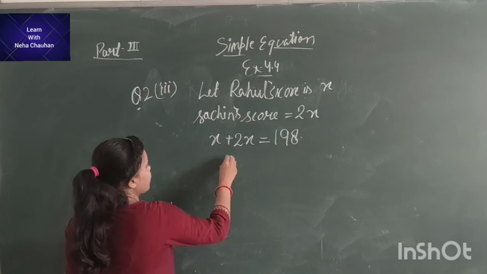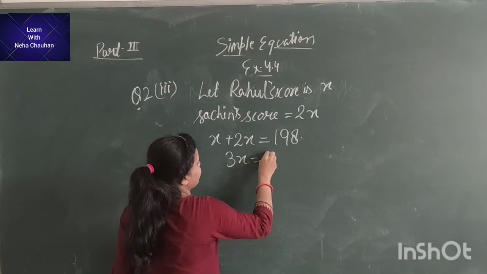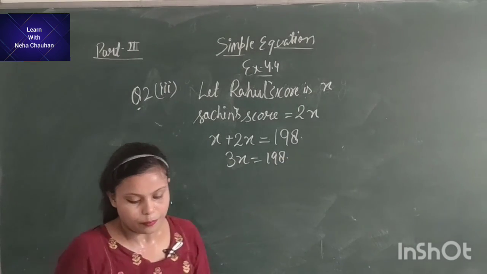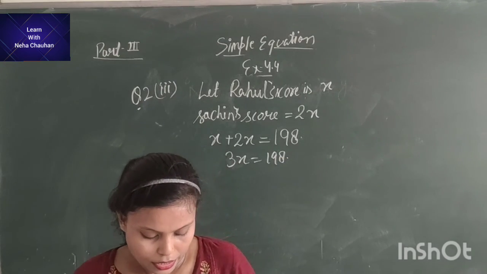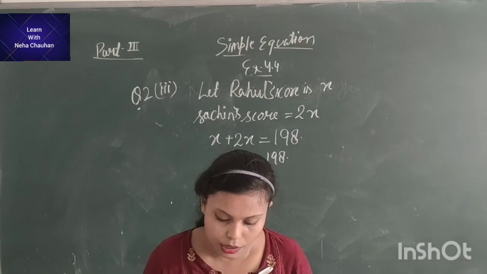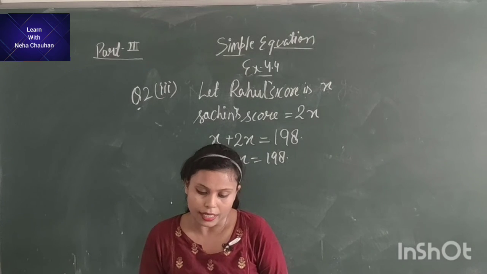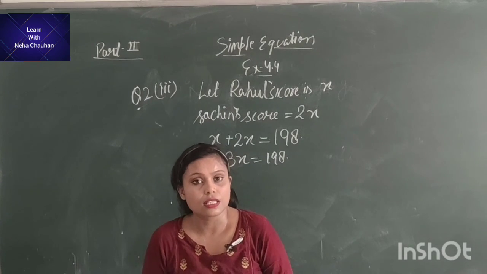Now this is very simple to solve. We will get 3x is equal to 198. You have to solve it on your own. Alright. As for the third question of it, these questions are very simple, so try these on your own.